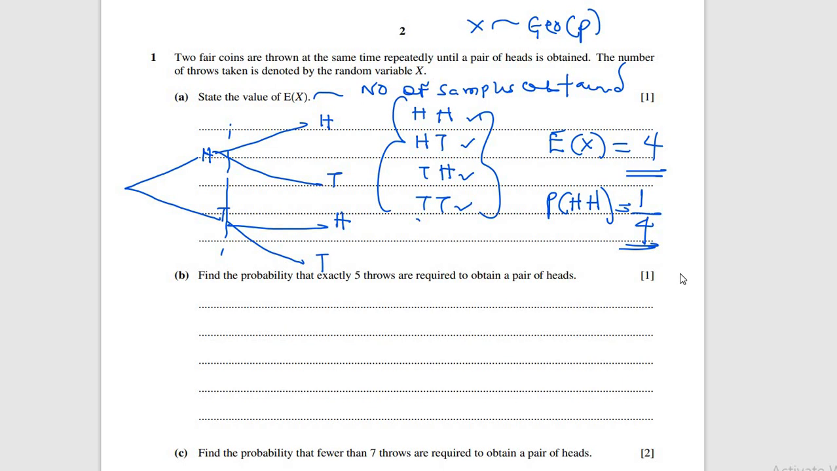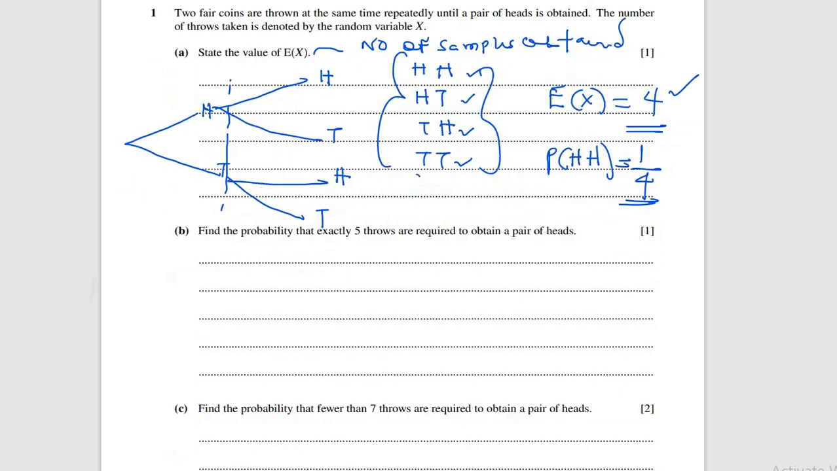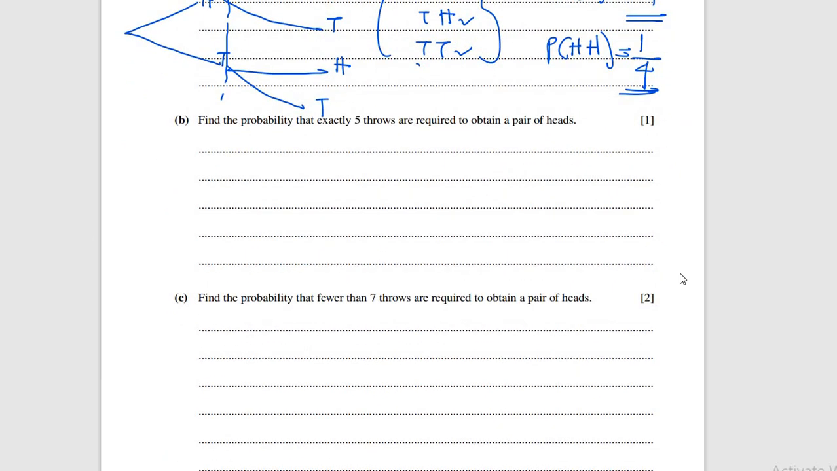Coming back to that, the next question, what they ask you to look for is E(X), which is this. The next question: find the probability that exactly 5 throws are required to obtain a pair of heads. This simply means the coin on the first throw was a failure, second throw fail, on the third throw fail, on the fourth throw fail, and obtain a pair of heads, that's pass, on the fifth throw. That's the meaning of exactly 5 throws are required to obtain a pair of heads. They fail 4 times before getting it at the 5th time.